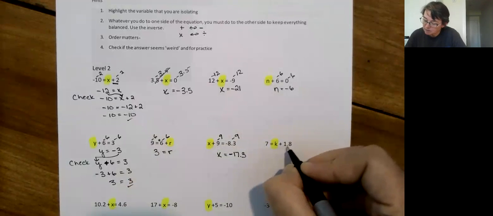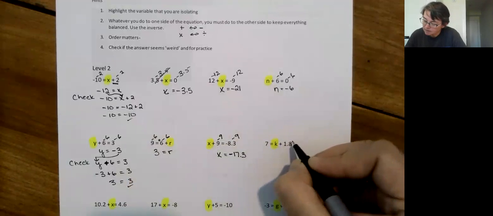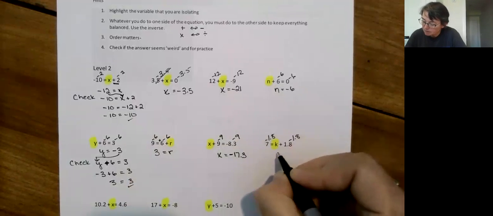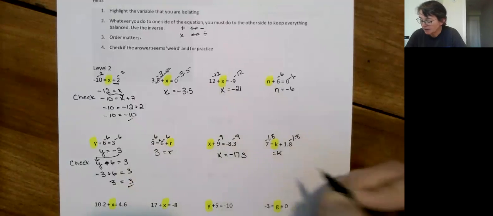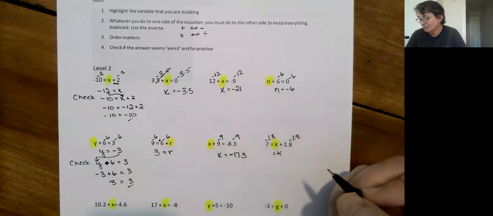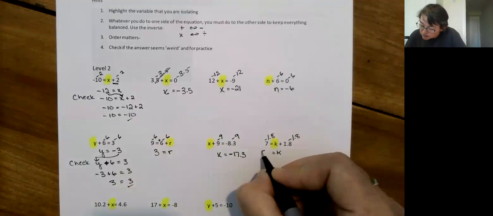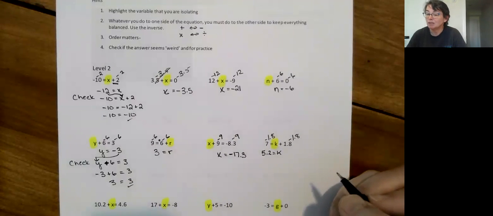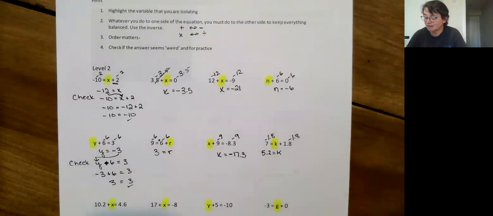Now I've got K plus 1.8 is 7. So minus 1.8 minus 1.8. Oh no, I want to use my calculator to make sure I'm okay. 7 minus 1 is 6 minus 0.8 should be about 5.2. Now, I'm a little worried because I'm doing this without my calculator.